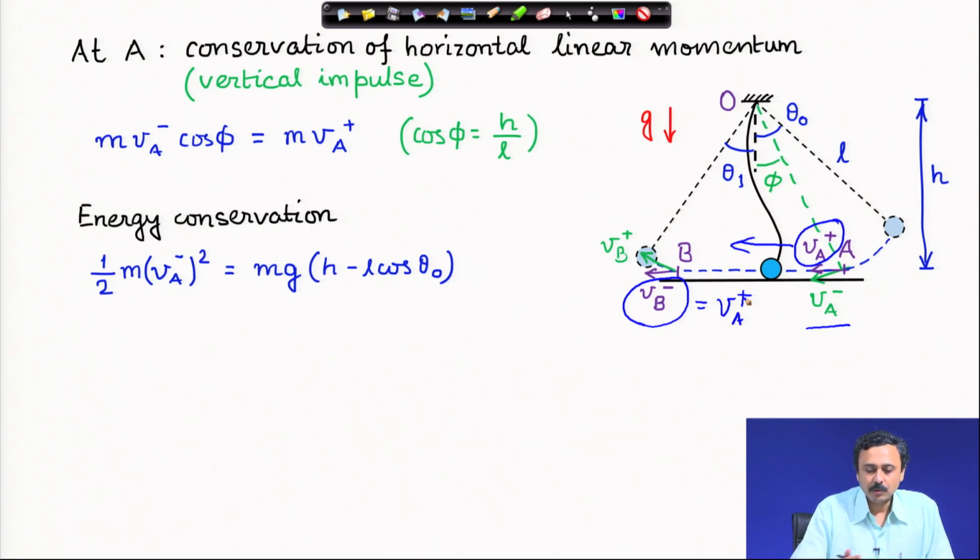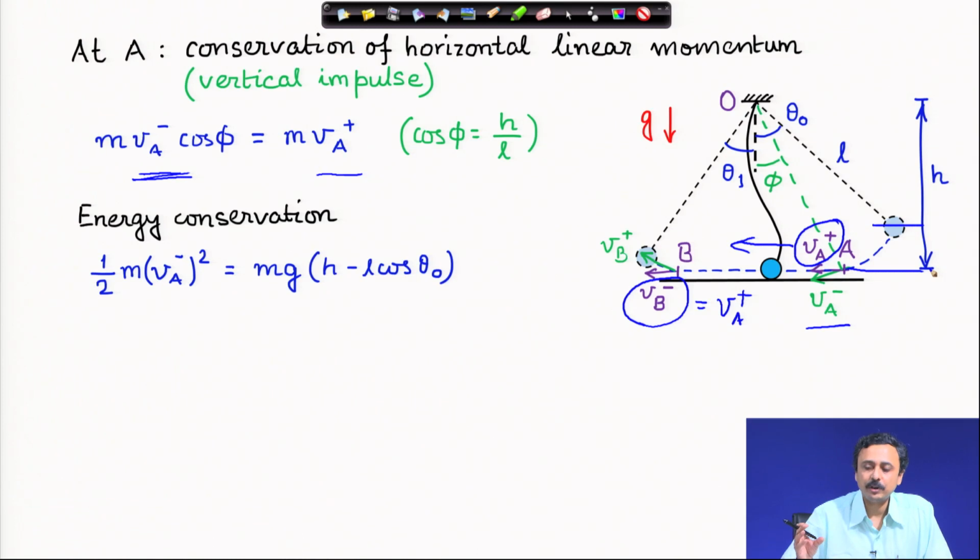Okay. Now, how do I calculate here V A minus? Because if I know V A minus, I can calculate V A plus from here. But what about V A minus? For that, I conserve energy from this state to this state.